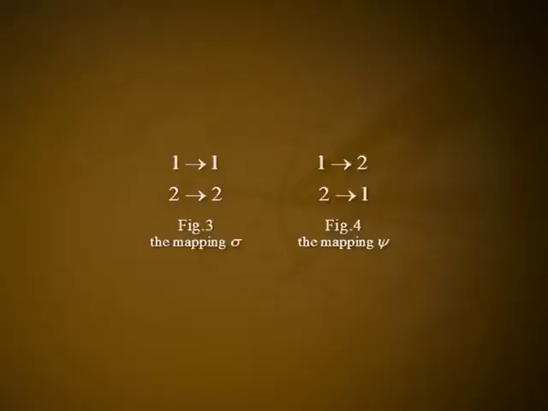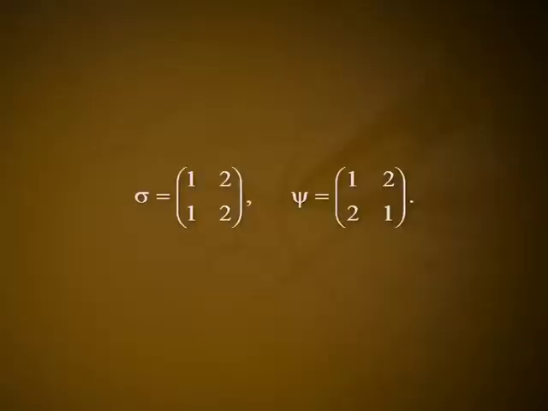The mappings sigma and psi can be denoted as in figures 3 and 4 respectively. We denote sigma and psi in a more standard notation as below. In sigma, we write in the second row 1 below the 1 in the first row to indicate that sigma of 1 is equal to 1. Similarly, we write in the second row 2 below 2 in the first row. In psi, we write in the second row 2 below the 1 in the first row to indicate that psi of 1 is equal to 2, and so on.